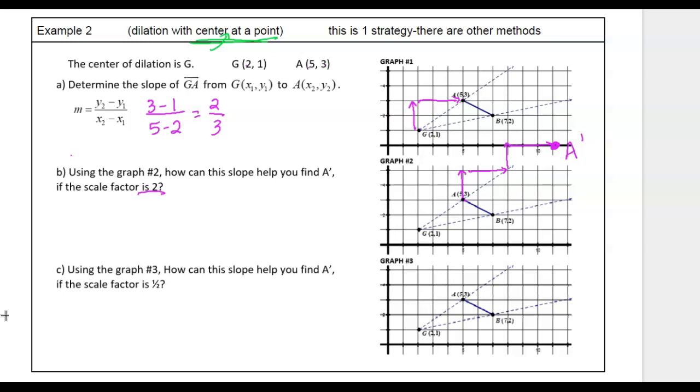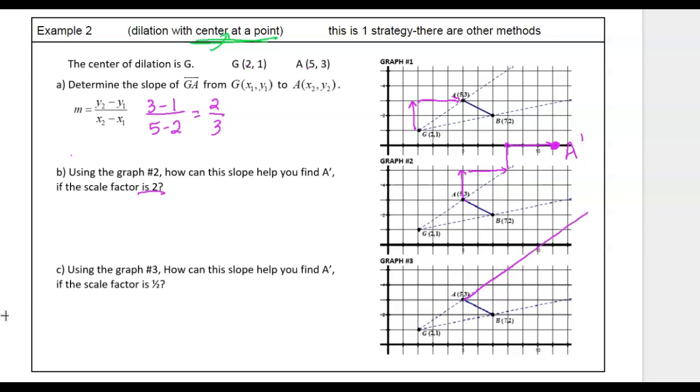Using graph number 3, how can the slope help us find A prime? So what I know is if my slope has to be on the same line, then I know I'm going to keep extending this.